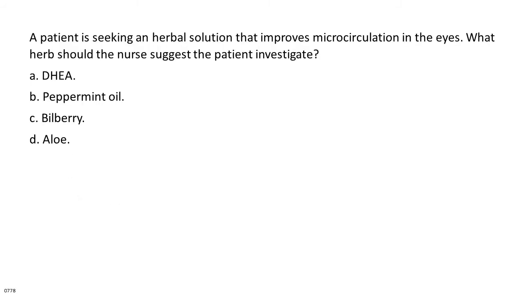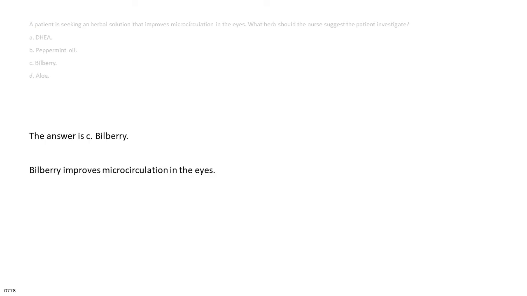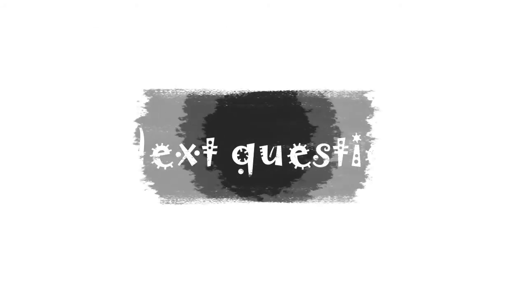A patient is seeking an herbal solution that improves microcirculation in the eyes. What herb should the nurse suggest the patient investigate? A. DHEA. B. Peppermint oil. C. Bilberry. D. Aloe. The answer is C. Bilberry. Bilberry improves microcirculation in the eyes.